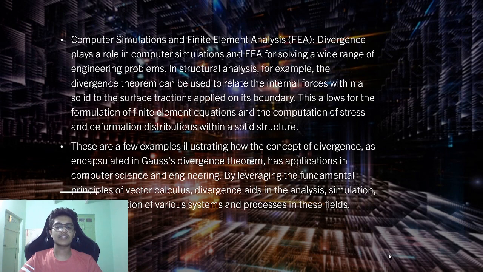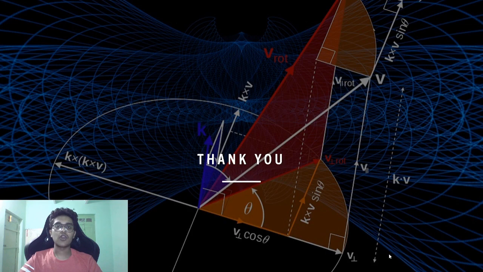These are just a few examples illustrating how the concept of divergence, as encapsulated in Gauss's divergence theorem, has applications in computer science and engineering. By leveraging the fundamental principles of vector calculus, divergence aids in the analysis, simulation, and optimization of various systems and processes in these fields. I hope you understood a lot about what Gauss divergence is and the applications of Gauss divergence in the CSE background, or rather the CSE stream.